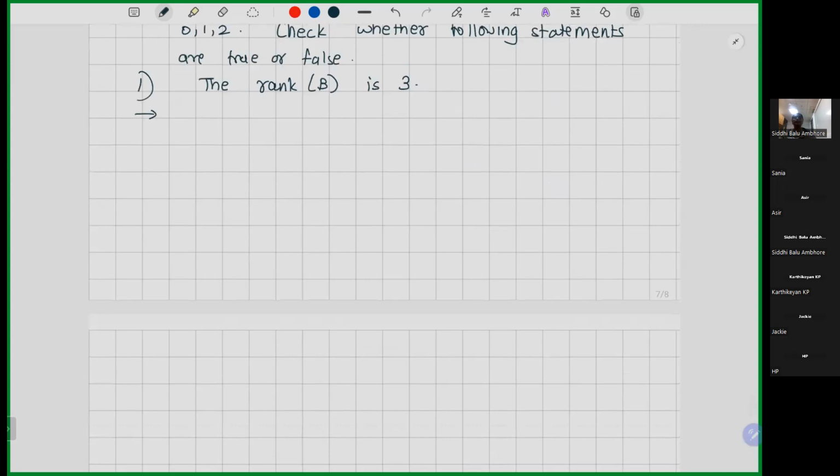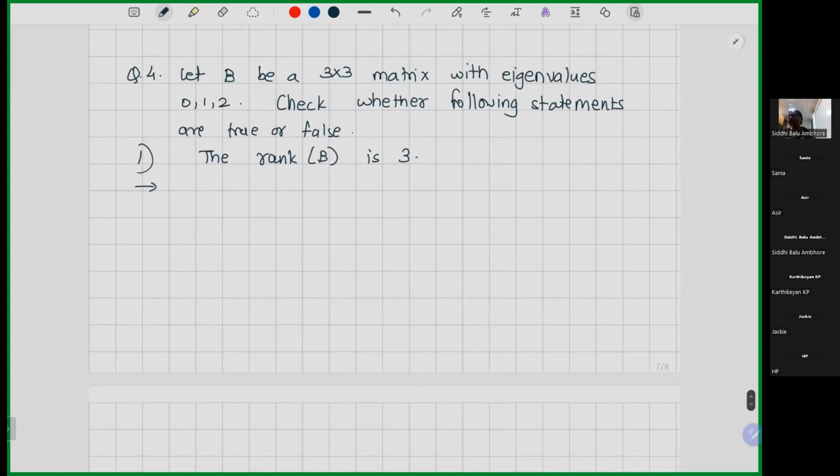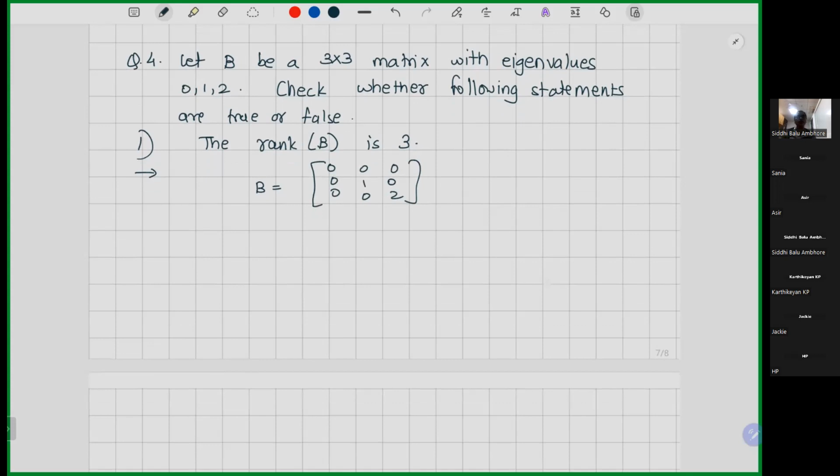Any guesses? They are saying that rank of B is 3. It's not true because the determinant is zero. Yeah, we can choose B to be this matrix, because B is any matrix with 0, 1, 2 as eigenvalues. And this matrix is in row echelon form. First row is 0, we need not check anything. Second row has first non-zero entry 1. Third row has first non-zero entry 2. I can directly check that the determinant is 0.